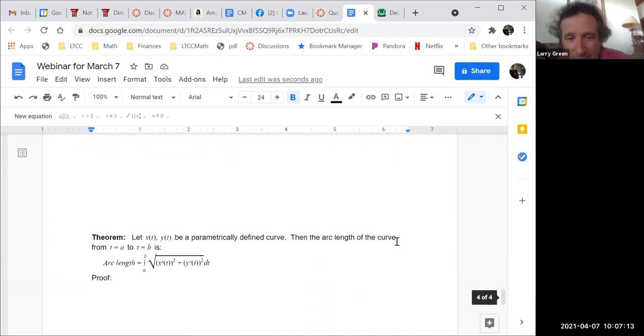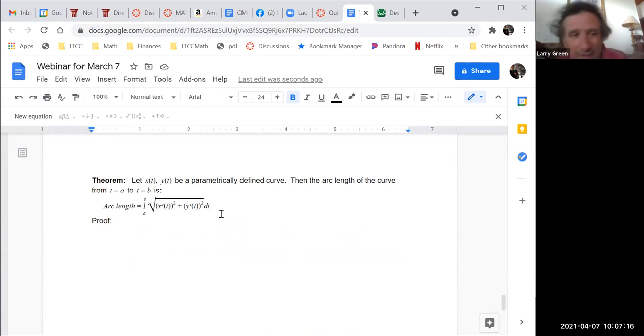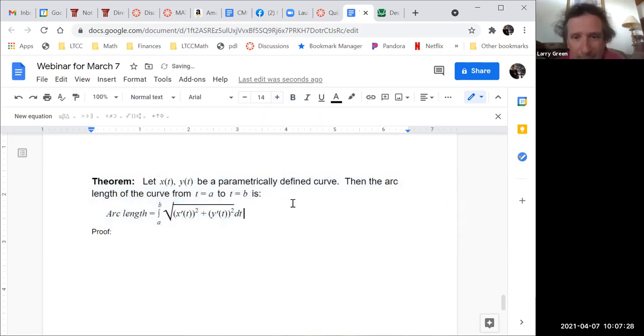All right, next one. I'm not going to prove this because we only have a few minutes left. If x of t and y of t define a parametrically defined curve, then the arc length of the curve from t equals a to t equals b is the integral from a to b of the square root of x prime squared plus y prime squared dt. That comes from the arc length formula you had last quarter when it was just y and x. Trust me, the proof is easy, but I don't want to spend 5 minutes on it because we don't have 5 minutes. Any questions on this equation?